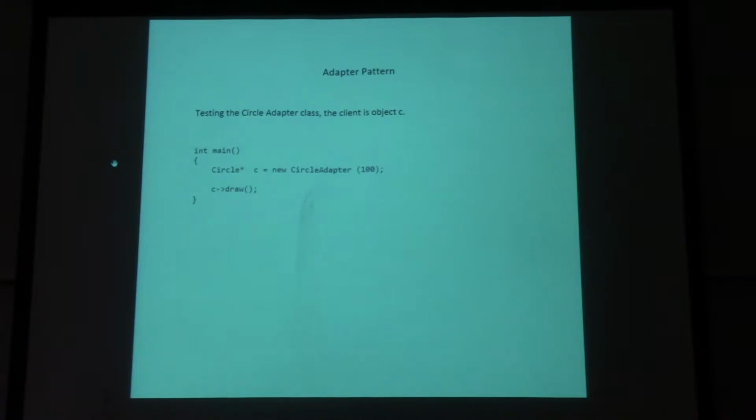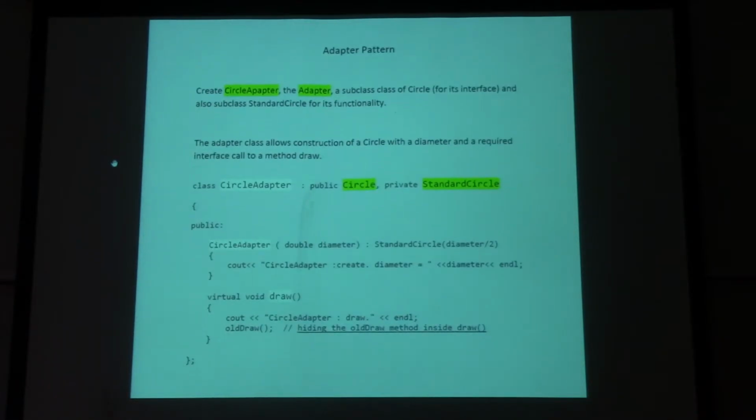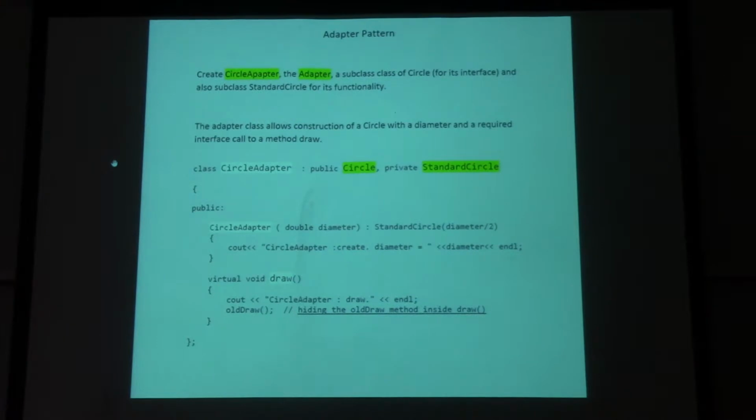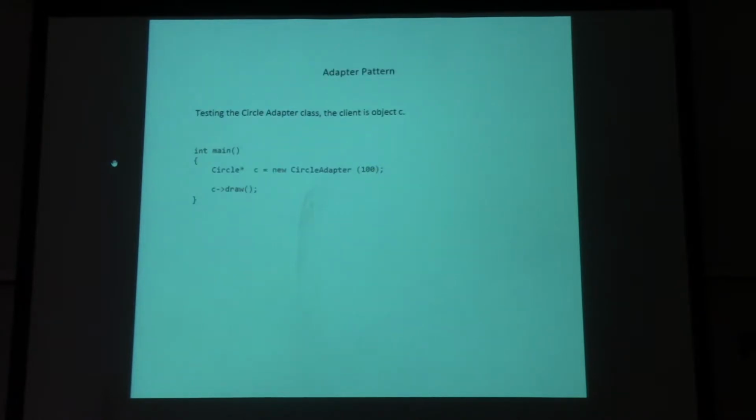What's going to happen is that the circle adapter is going to construct what? What's the circle adapter going to do? It's going to construct a standard circle with a radius, which is half the diameter, right? But to me, the circle adapter is the only thing that I'm aware of as a client. So then I'm going to, okay, circle draw. So it's going to draw the circle with a radius of 50, even though I constructed.